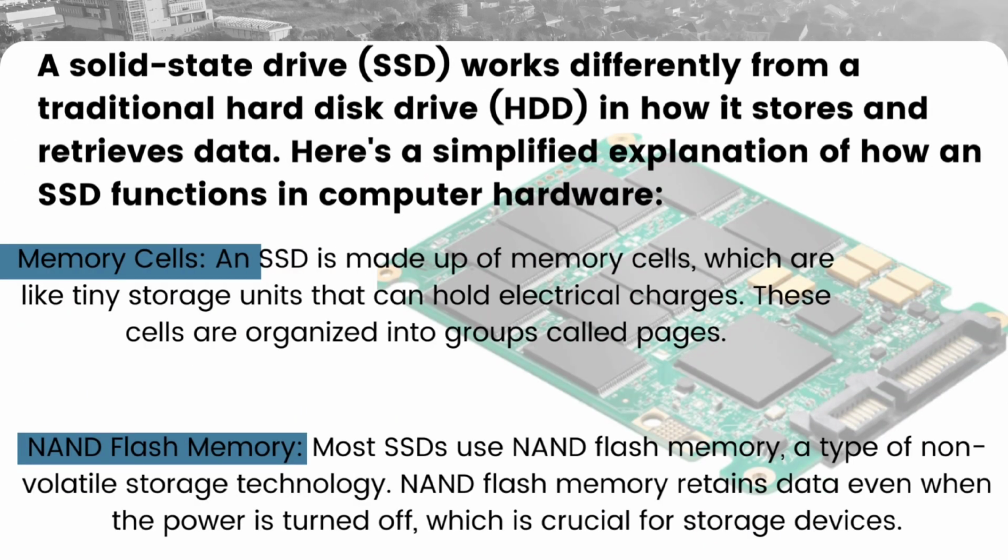A solid state drive, SSD, works differently from a traditional hard disk drive in how it stores and retrieves data. Here is a simplified explanation of how an SSD functions in computer hardware. So let's go and discuss it one by one, step by step. First of all, memory cells. An SSD is made up of memory cells, which are like tiny storage units that can hold electrical charges. These cells are organized into groups called pages.